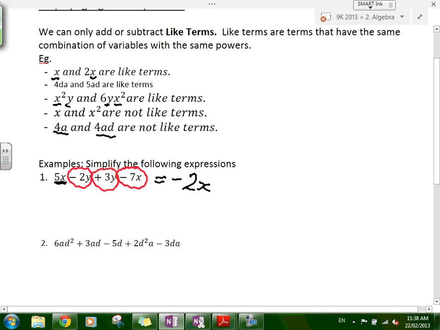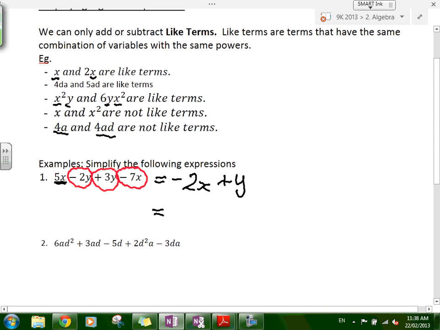And then we have minus 2y plus 3y. Billy, what's that? Minus 2y plus 3y. Starting at negative 2, you move up 2, you go back to 0, and then you have 1 extra. And so we get to just positive y. Okay? So it's minus 2x plus y.